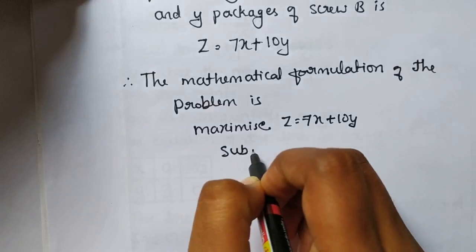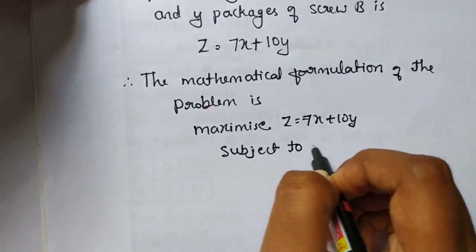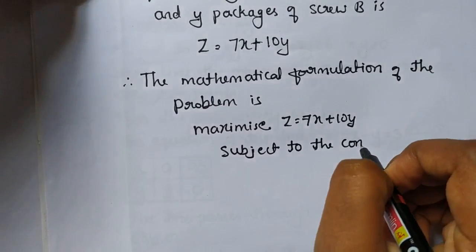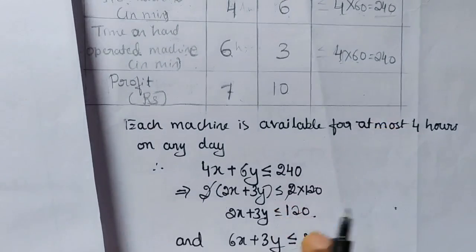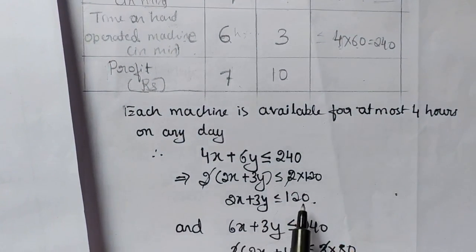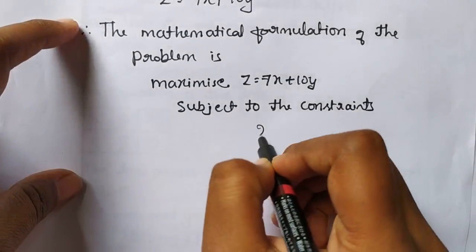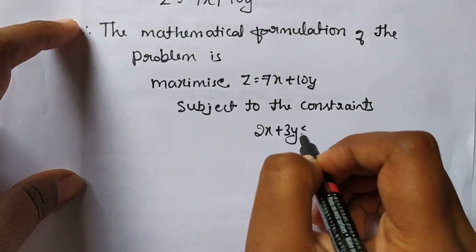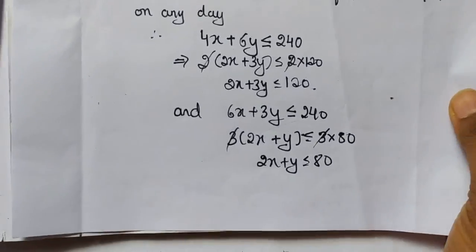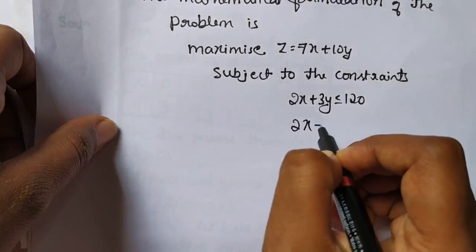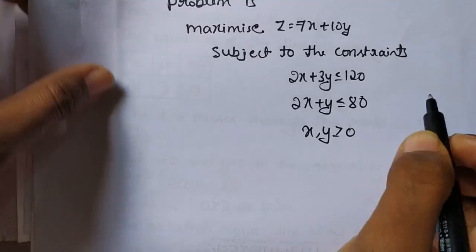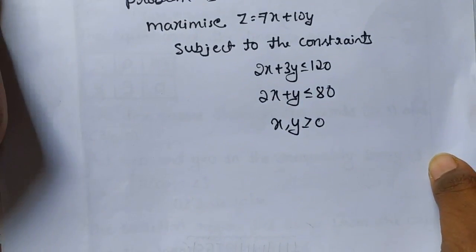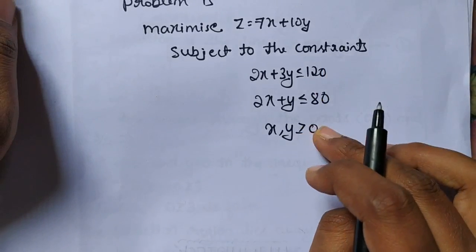subject to the constraints are here. 2x plus 3y is less than or equal to 120. Another constraint, 2x plus y is less than or equal to 80. And remember to write non-negative constraints. This is the mathematical formulation. Now we use the graphical method to solve this problem further.